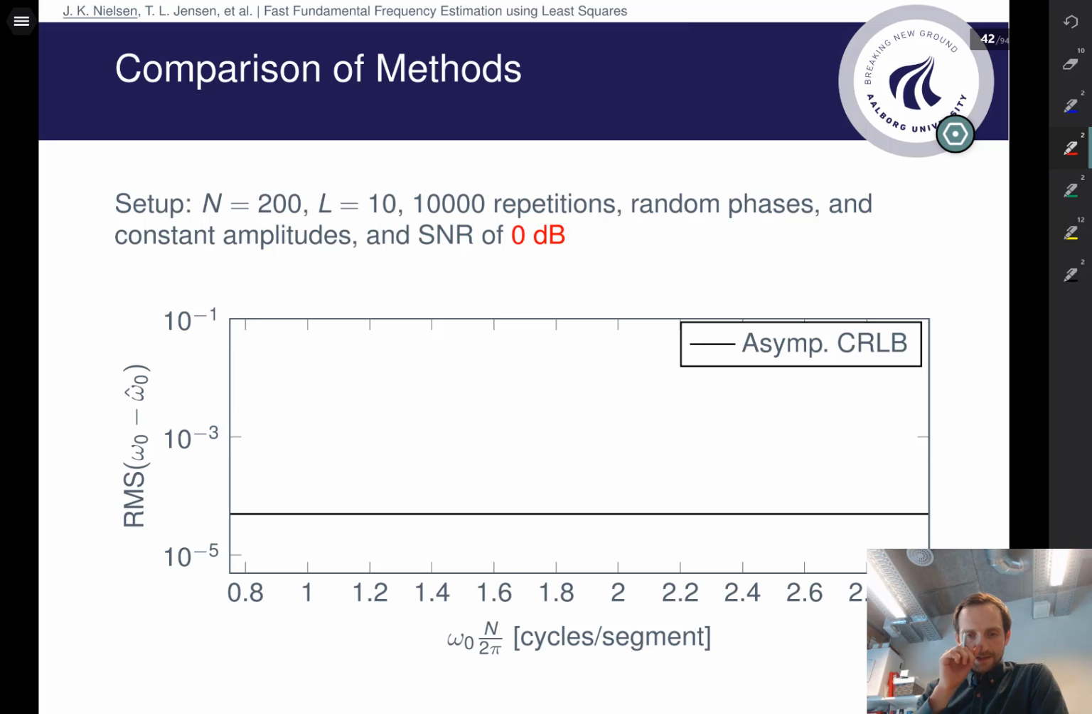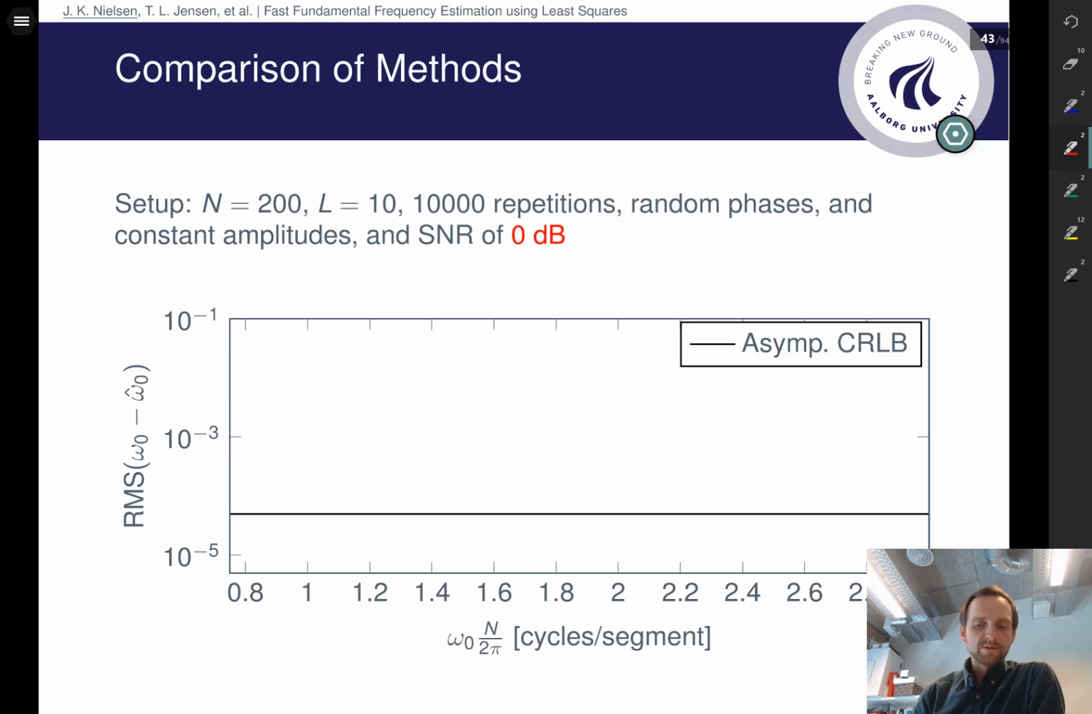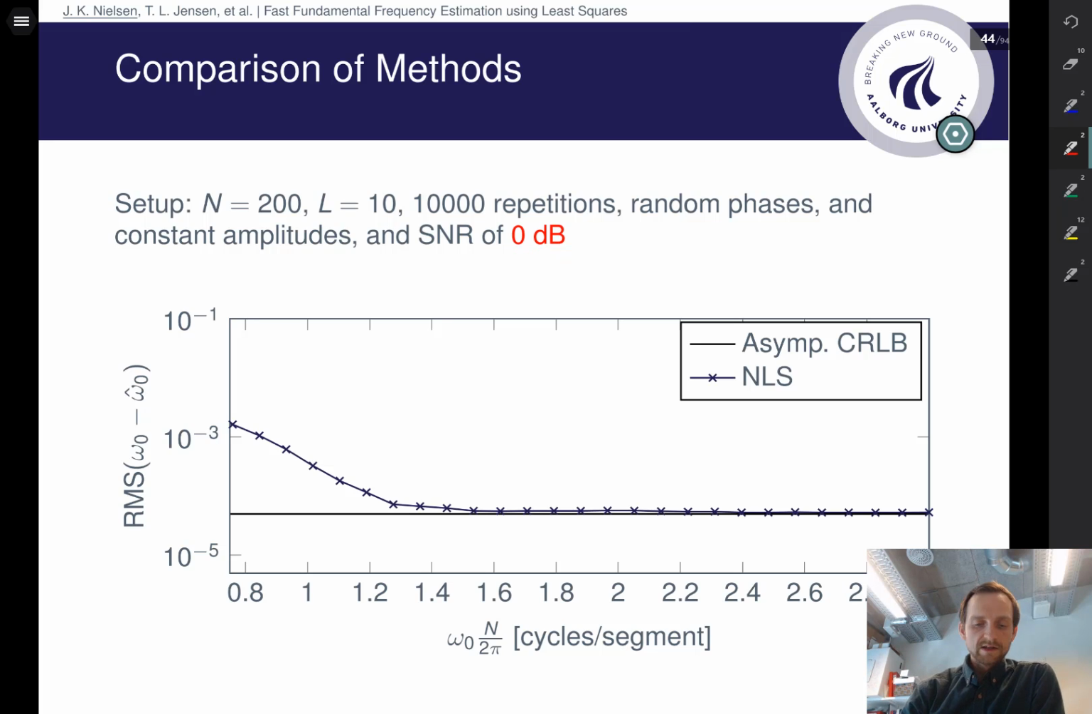Yeah, so now let's look at another case, where the SNR is 0 dB. You can see that compared to the previous case, the Cramér-Rao lower bound, so you should look at the horizontal line here, goes up, and that tells you that the problem is more difficult because our signal-to-noise ratio is lower. Everything else is exactly the same. The only thing we have changed here is the signal-to-noise ratio. So now let's look at the results.